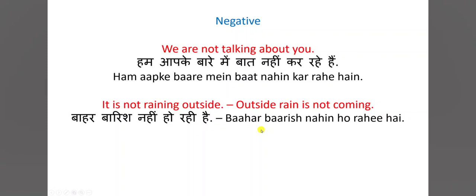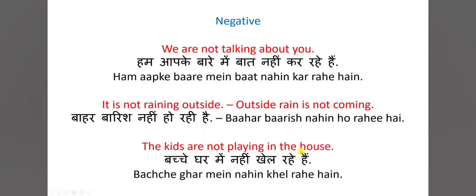Next, the kids are not playing in the house. बच्चे घर में नहीं खेल रहे हैं. बच्चे is kids, घर is house, में is in. नहीं is not, खेल रहे is playing, हैं is are. Okay? This is how we frame negative sentences.